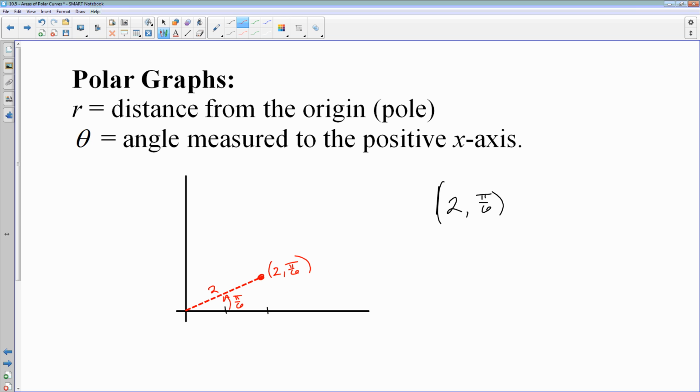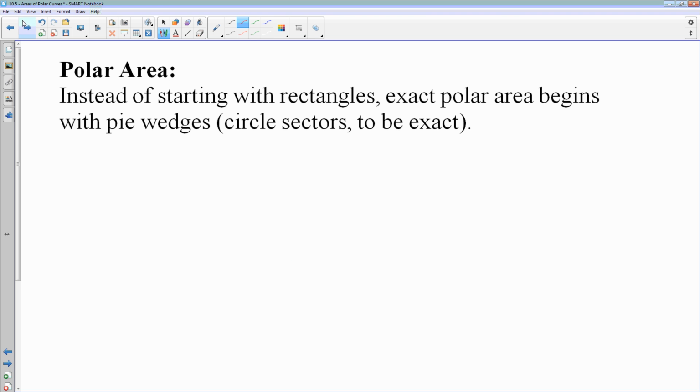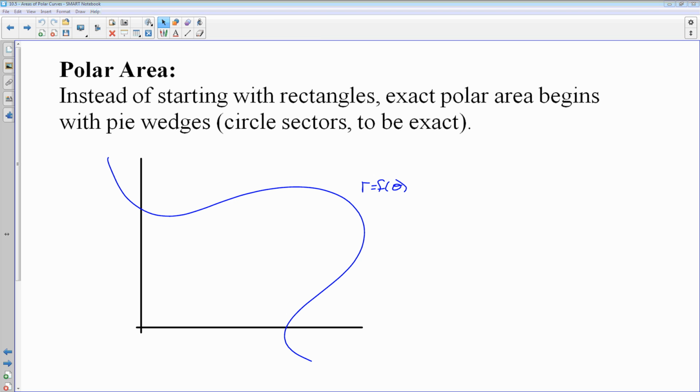So that was a quick refresher on plotting points. Moving on, that's the pre-cal aspect of polar graphs. Now we need to talk about areas. When you're doing areas with polar graphs, because everything is measured back to the origin and we have angles, we use circle sectors or pie wedges instead of rectangles to get our polar area formula off the ground.